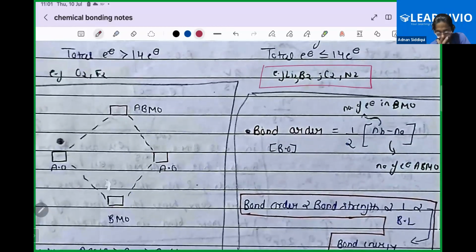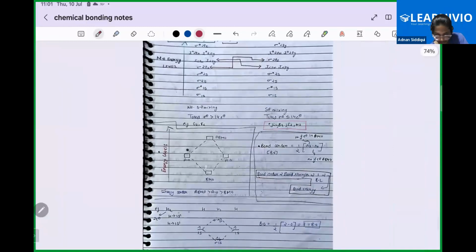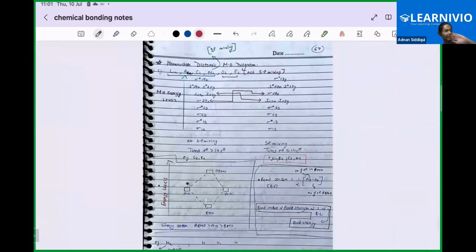Okay. Can you go up? Hmm. Uh, hmm, okay. Why is it getting switched?